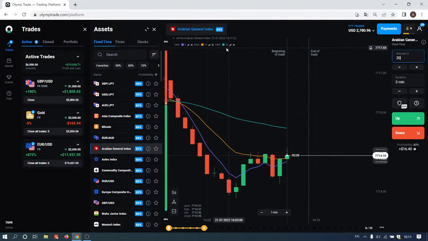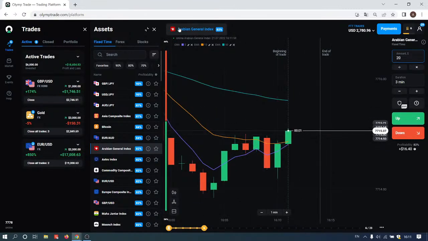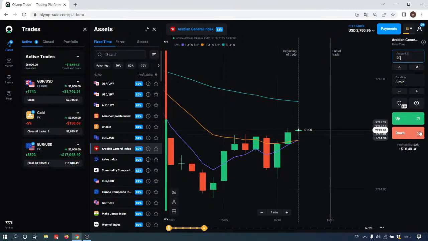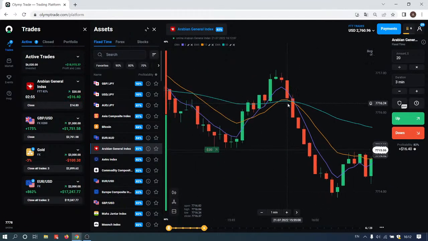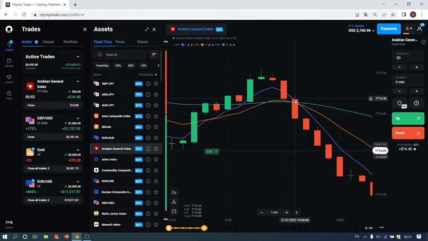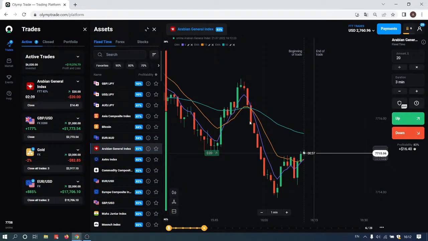Now, when that crossing happens, you want to open a trade in the upwards direction, like in this example on the Arabian General Index, if the crossing happens in the upwards direction, or else you want to open a trade downwards. I would say somewhere here. So we have a perfect example when the 5 EMA crossed the 13 EMA, and basically it crossed the 55 EMA. It crossed them both, and that was the signal for a down trade.